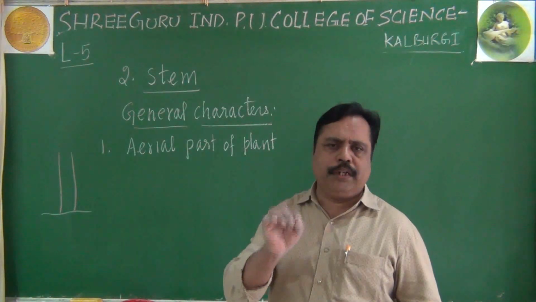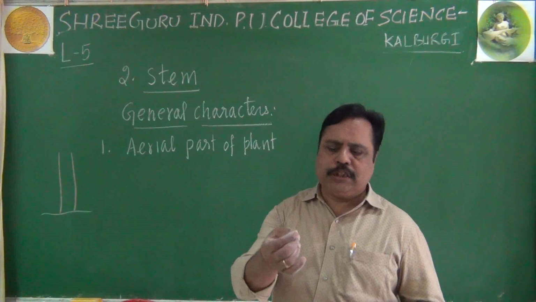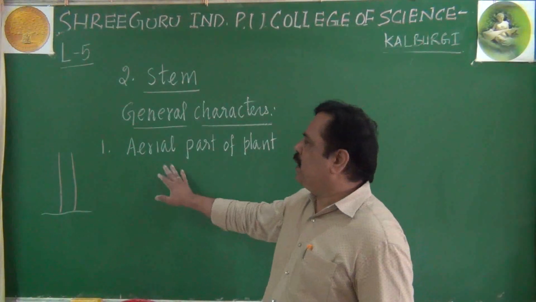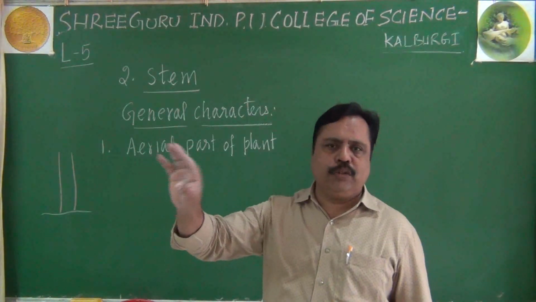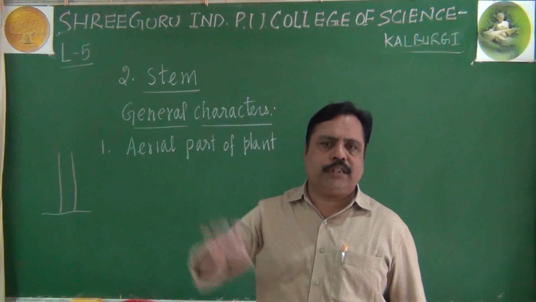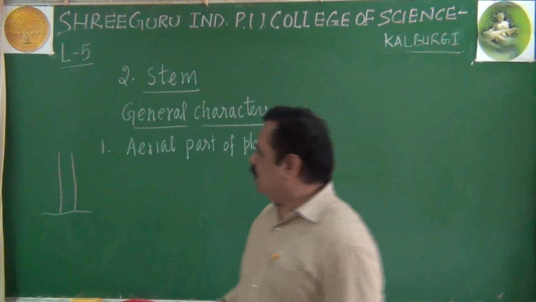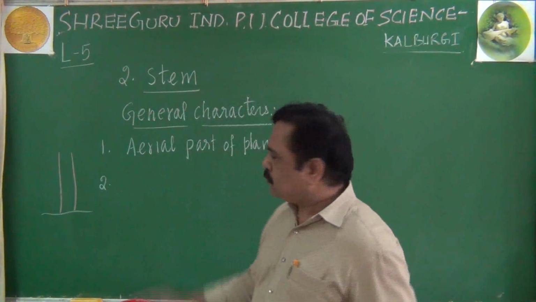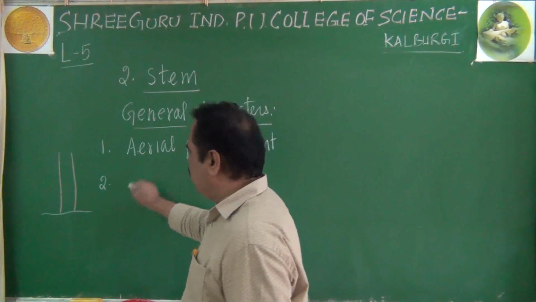That is the first point we have to remember. Suppose in a one mark question, if it is asked, what is stem? You can write it is an aerial part of the angiosperm. Second general character we can remember is this aerial part.